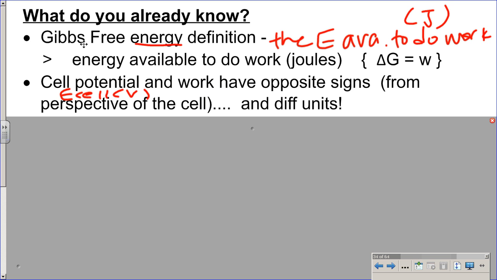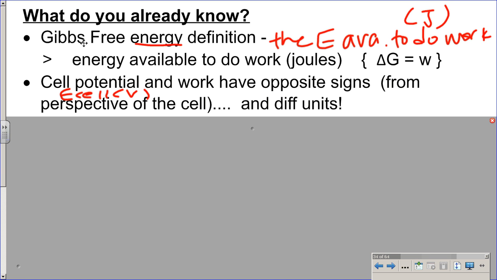You'll notice that the cell potential is E cell, right? It's measured in volts, and the work is measured in joules. So we know there's going to be some sort of conversion between the two because they're directly related. The more energy we can create from the battery, the more work we can do. But we have to convert between the two. We do have to remember our system versus surroundings.